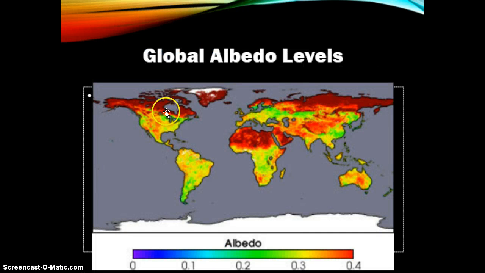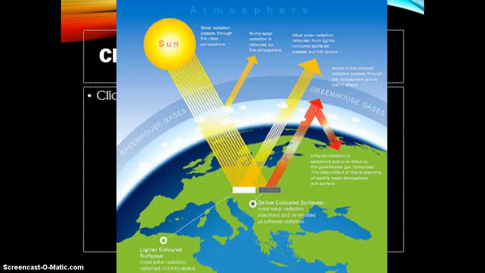As time goes on and more of those icy areas melt, you get lower and lower albedo. I want you to also notice deserts do have high albedo, so they're going to reflect a lot of that light back into space as well. But deserts come with their own set of problems. So this is kind of just a slide that puts everything together that we've talked about.